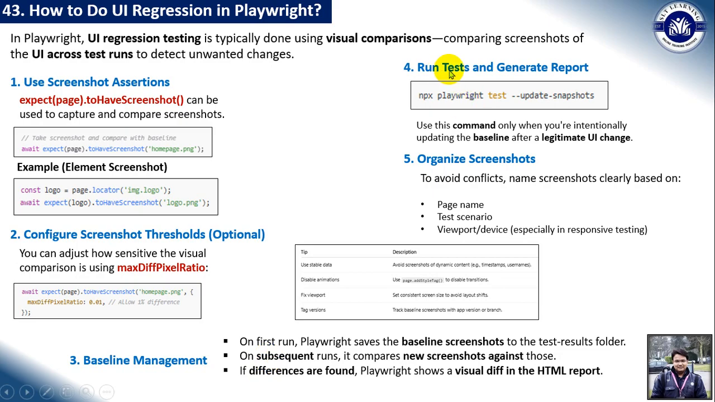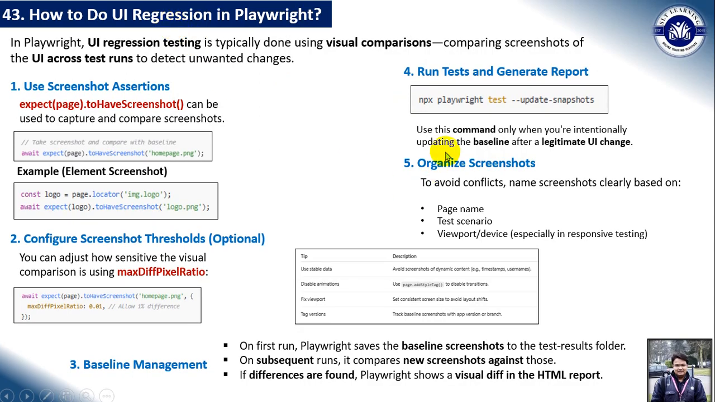Run tests and generate the report. The command you can use is npx playwright test, and with the update-snapshots flag, this will update the screenshots, compare with the baseline, create the HTML report, and add that information into the HTML report.